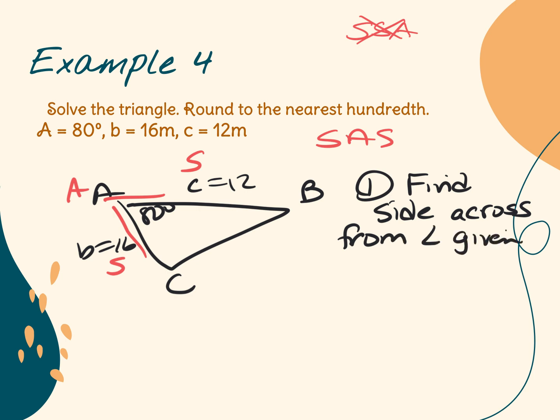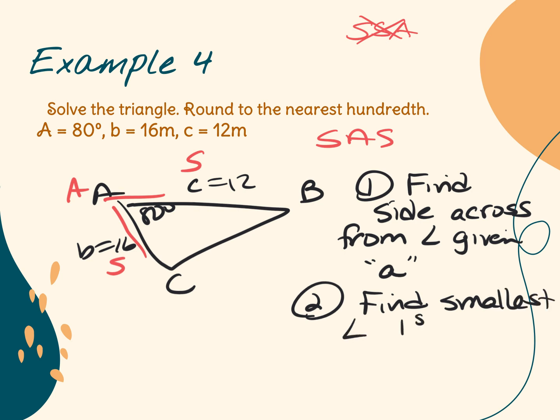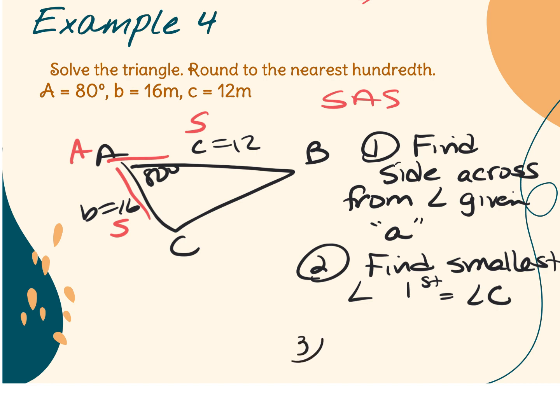And the angle that was given is A, so I'm finding little a first. Step B, or step 2, I need to find the smallest. This is where it's important that you find the smallest angle first. In this particular scenario, the smallest of the 2 angles that remains is going to be angle C, because it's across from the 12. 12 is smaller than 16. And then lastly, step 3 is going to be triangle sum.